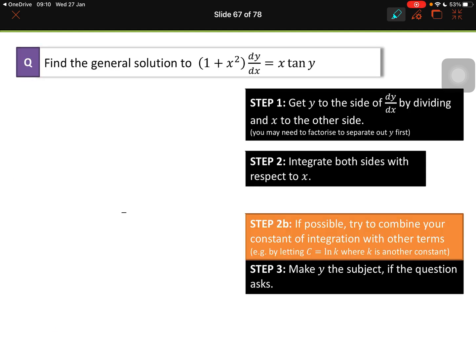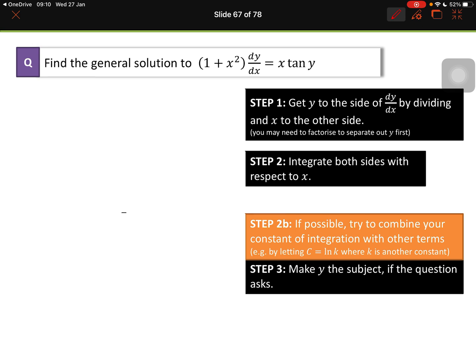So, find the general solution to 1 plus x squared dy dx equals x tan y. Okay, so what we've got, we need to get the y's to the side with dy dx and everything else to the other side. So just a little bit of rearranging more than anything. So I'm going to divide both sides by tan y and also divide both sides by 1 plus x squared. I'm going to do that at the same time.